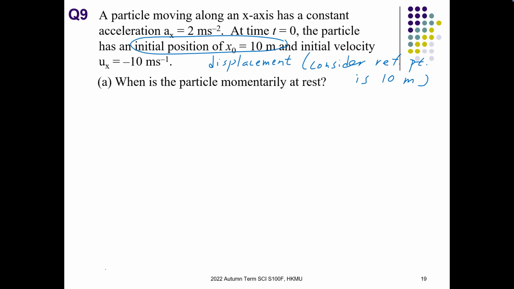Let's start with part A. When will the particle momentarily stop? What we know is that the initial velocity is negative, and it is accelerating with positive acceleration. So the velocity will increase. Therefore, the initial velocity, which is negative, will increase and reach 0 meters per second at some point. And after that, it will go to positive velocity.